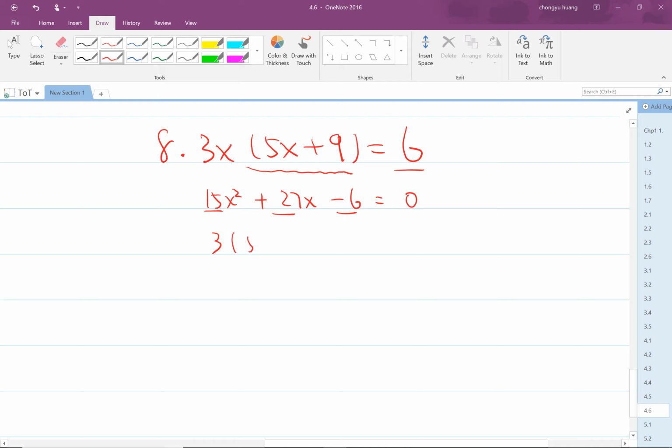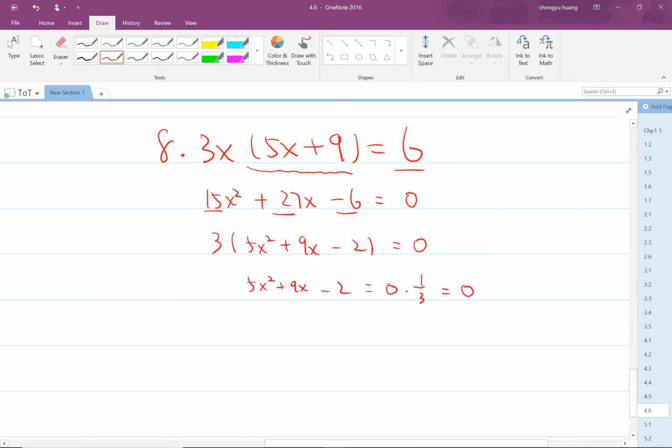So we get 5x squared plus 9x plus 2. Now we don't actually need this 3 anymore. As I mentioned before, when you move this 3 to the other side, it becomes 1 over 3 times 0, which is still 0, so you can just ignore it.